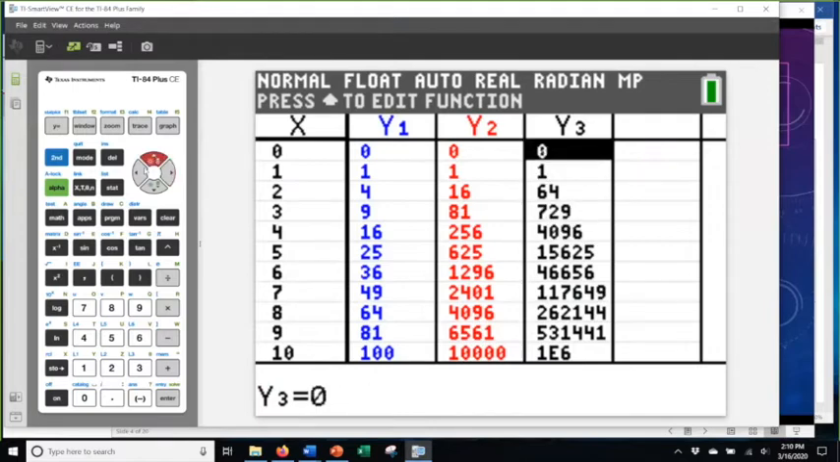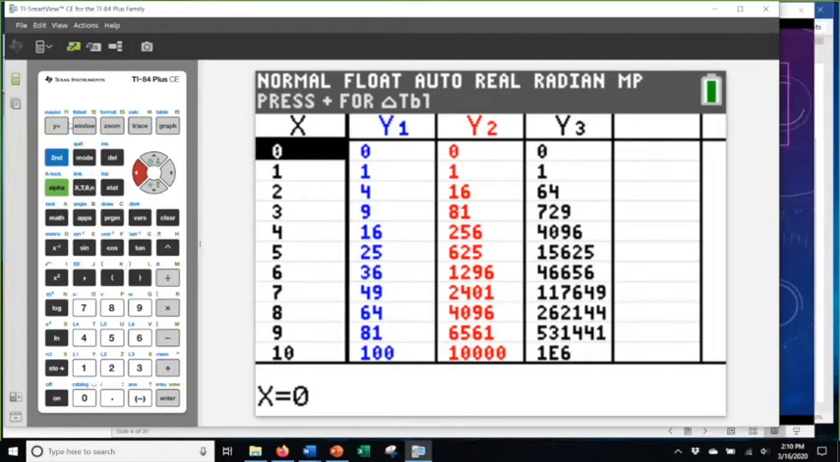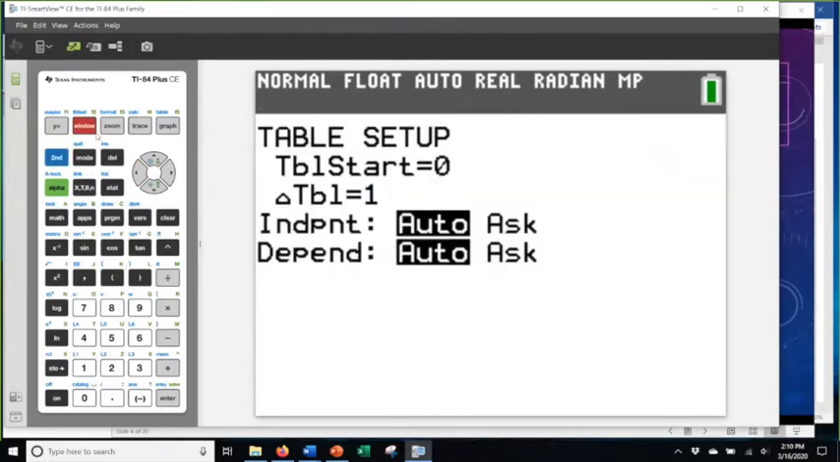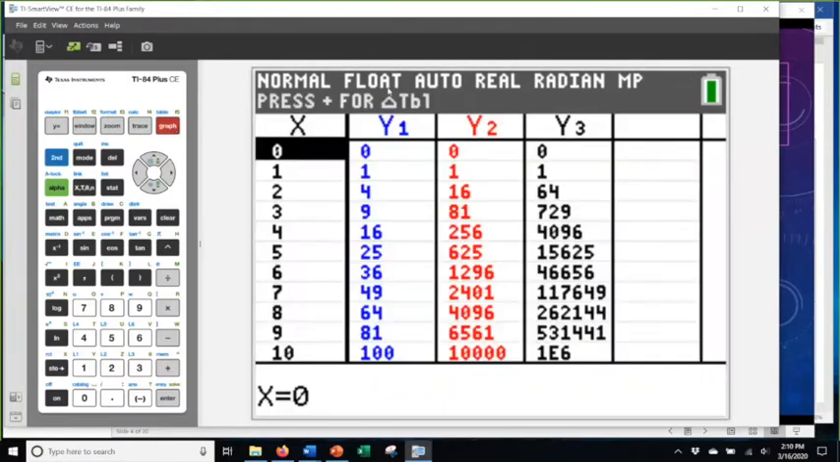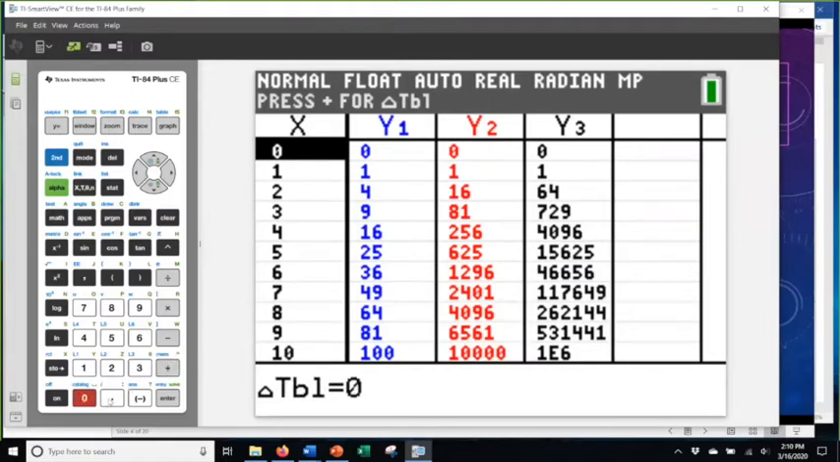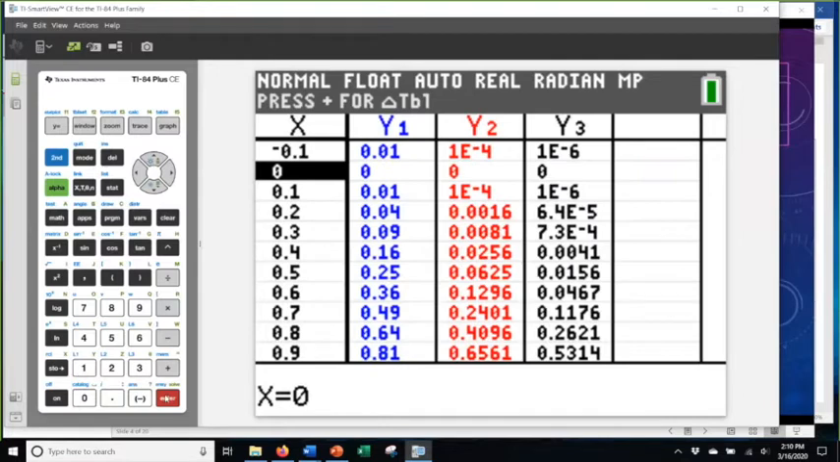Let's move back up to 0, and let's go back to Table Set. And now, actually, excuse me, we didn't have to go back to Table Set to change our increment. This is what I wanted to show you. When we're in our table, up here it says press plus for delta table. Just pressing plus allows us to change our table increment right from inside the table. And if I enter there, now we're going to be incrementing from 0 to 1 by a tenth.